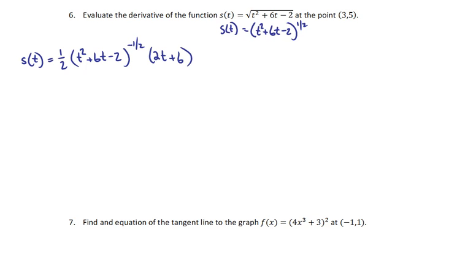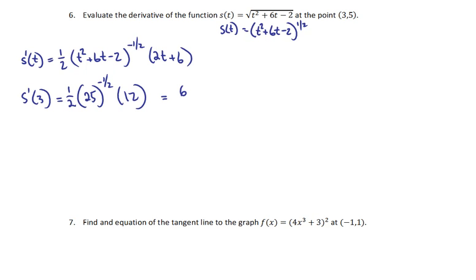To evaluate that at t equals 3, we have 1/2, 3 squared is 9, plus 6 times 3 is 18, so that's 27, minus 2 is 25. 25 to the negative 1/2 is 1 over the square root of 25, which is going to be 1/5. Then we'll multiply that by 2 times 3, which is 6, plus 6, or 12. The 12 over 2 will give us 6. Divide that by the square root of 25, which is 5, and we get 6/5.